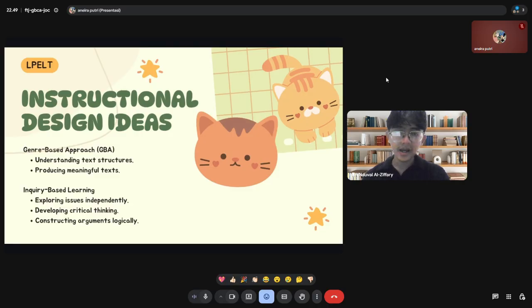In designing this lesson, I used two main approaches, namely genre-based approach and inquiry-based learning. Genre-based approach helps students understand the structure and language features of discussion text, meanwhile inquiry-based learning encourages students to explore issues independently, think critically, and construct arguments based on evidence and reasoning. This approach supports meaningful learning and encourages students to become active participants in the learning process.